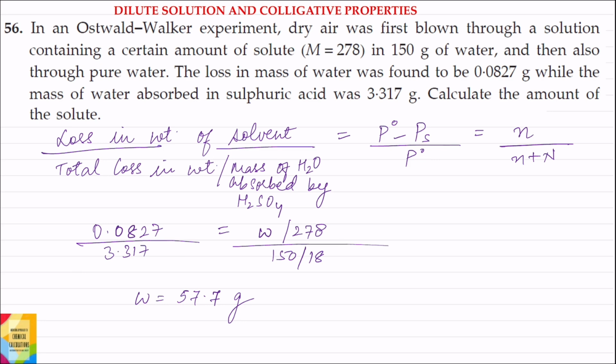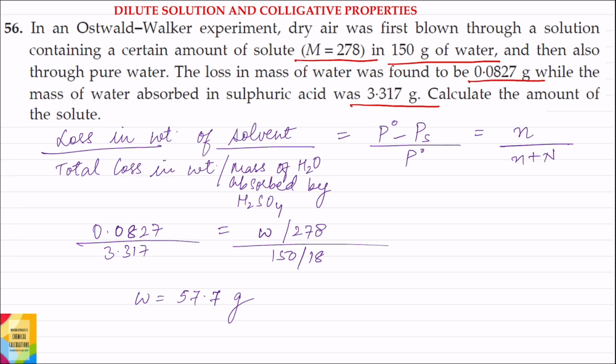In an Ostwald-Walker experiment, dry air was first blown through a solution containing a certain amount of solute. Molecular weight of solute is given as 278, in 150 gram of water. The solvent is water and the weight of water is given as 150 gram. And then also through pure water. The loss in mass of water was found to be 0.0827 gram, while the mass of water absorbed in sulfuric acid was 3.317 gram. Calculate the amount of the solute.